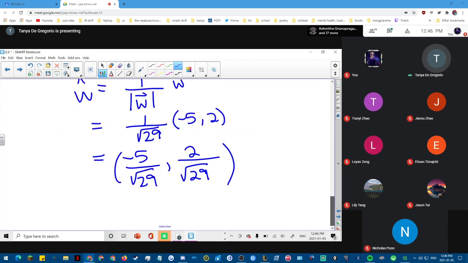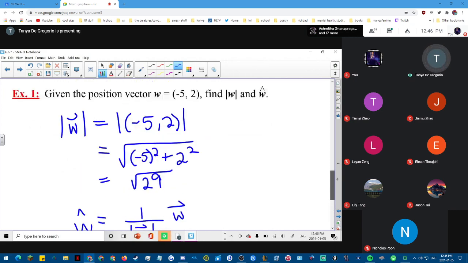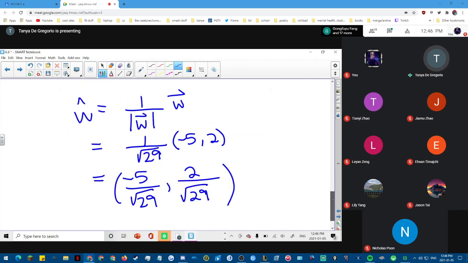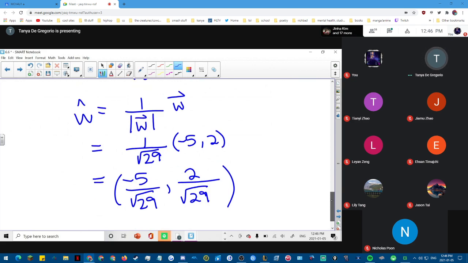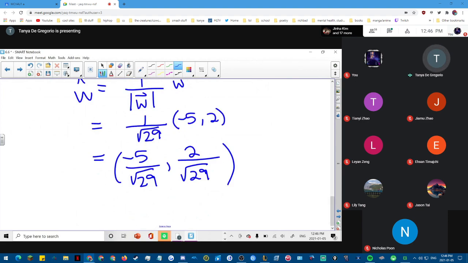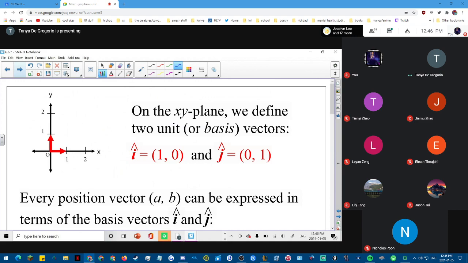Are there any questions? So once again, I found the magnitude of w. I found out how long that vector is. And then to find a unit vector, I want only a length of 1. And so I divide that vector w by the length. Okay. And I used components here. I used the component form of the vector.